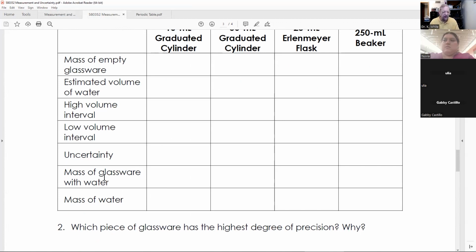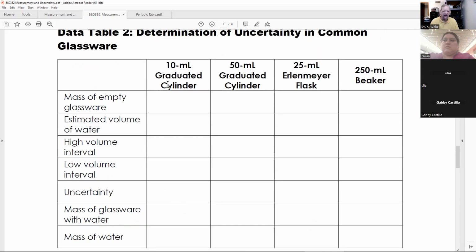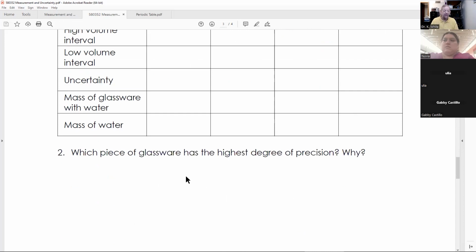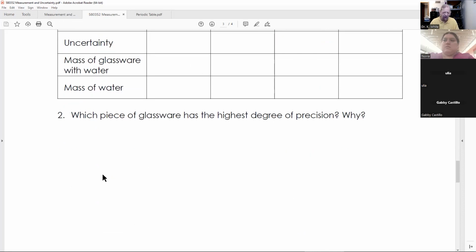What is the mass of the water? That's the glassware with water, and you subtract the empty glassware weight, and that will give you the mass of water. And you do this for these 4. And you have to answer question 2, and they have the dreaded word, why. So not only name which one is the most precise or highest degree of precision, but what was the reason you picked that one?